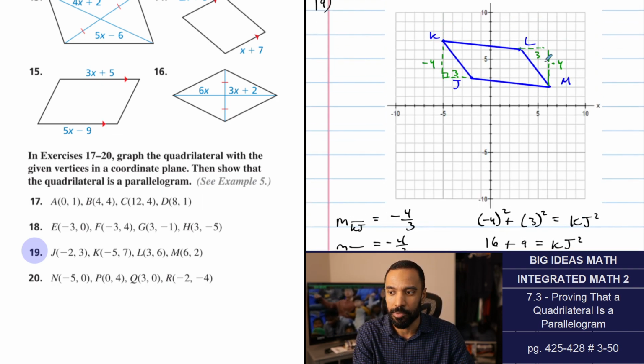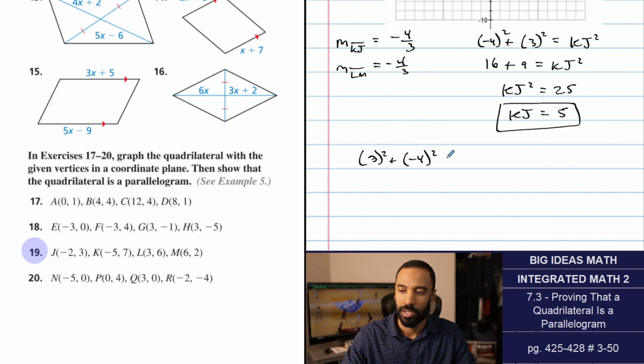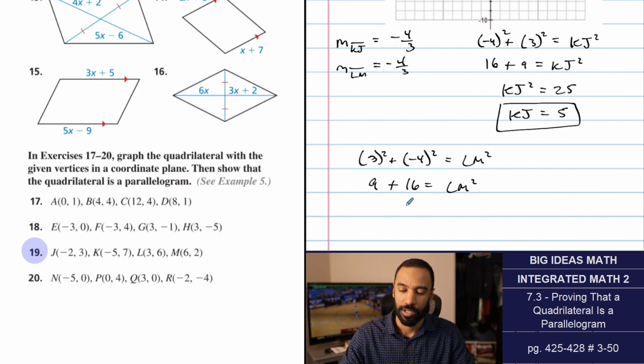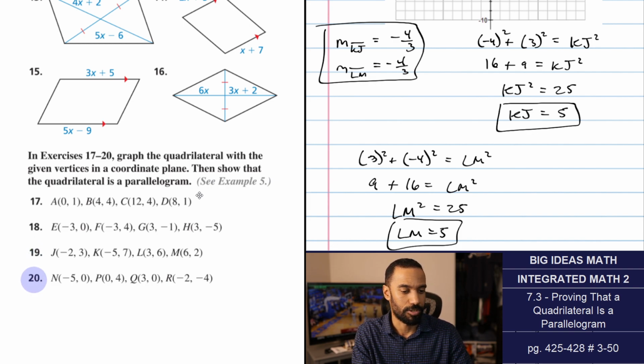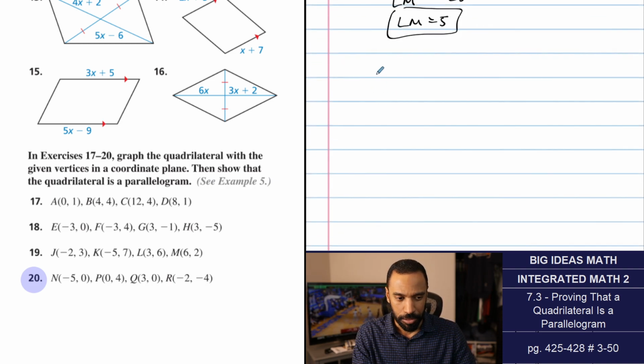The reason I bring that up is because LM is going to have the same things. Literally, Pythagorean theorem, I can reverse the numbers all I want, 3 squared plus negative 4 squared, but the fact of the matter is the same numbers. That's where this can almost feel a little redundant when you have the drawings and use them. So 9 plus 16 is LM squared. Whew, this problem's taken a while in comparison. And LM is also 5. So we're just getting to the idea, same slope, same distance, therefore by the theorem, yes, it's a parallelogram, by the opposite sides congruent and parallel theorem.